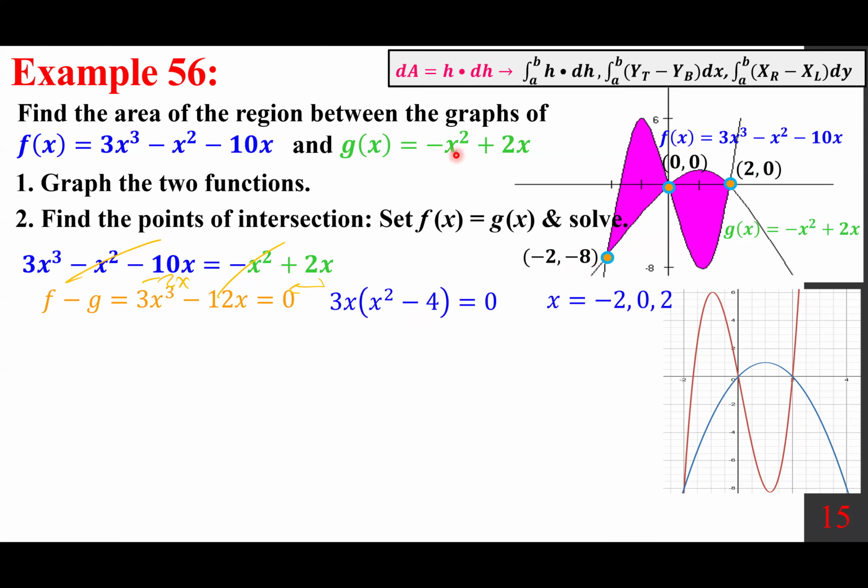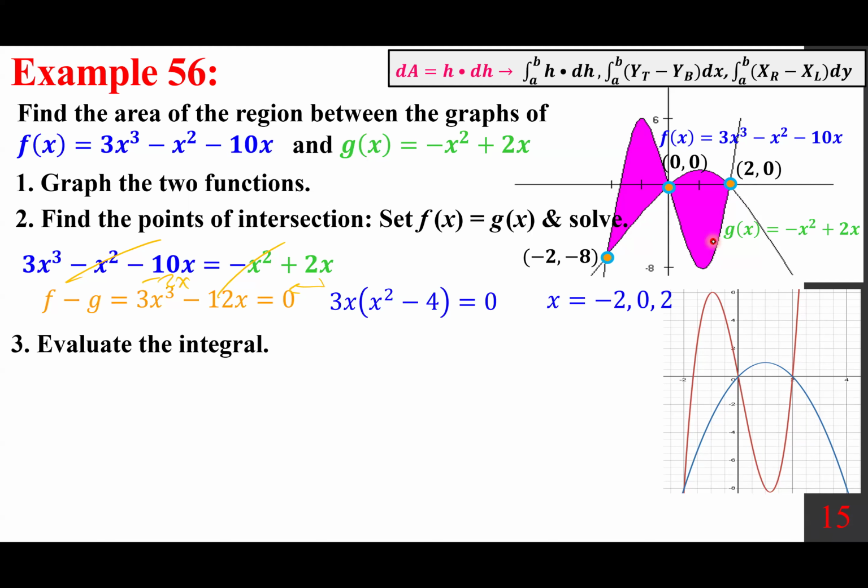For example, if you put here -2 to the power of 2, you get positive 4 times -4. This -4 becomes -8. The rest of them, 0 is easy. And you plug in 2 and you get 0. So you have those 3 points. And now that you do, you want to evaluate the integral.